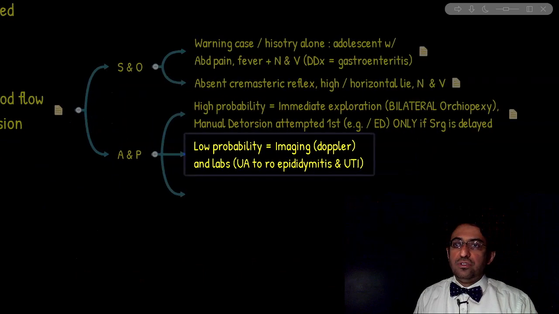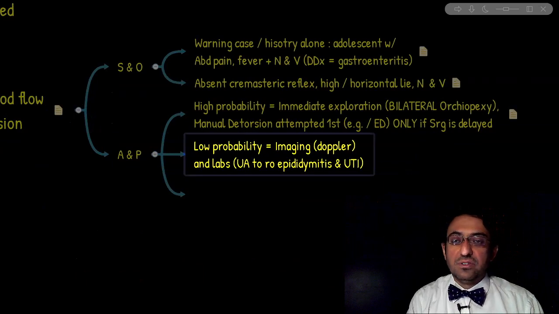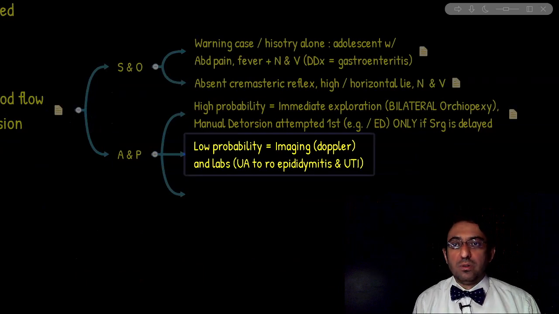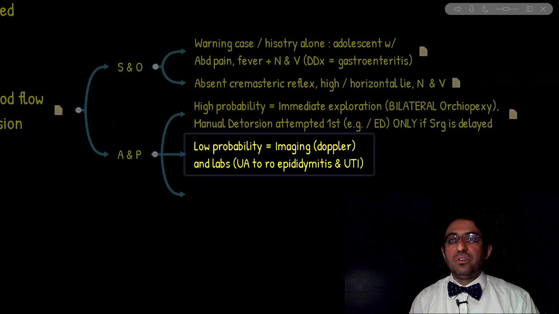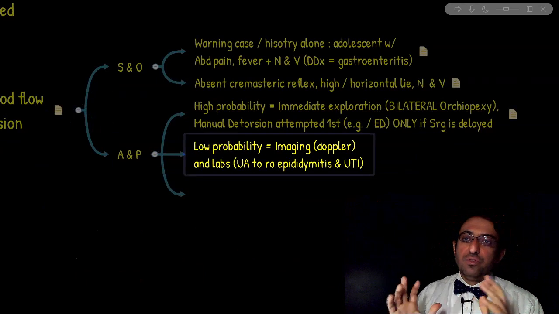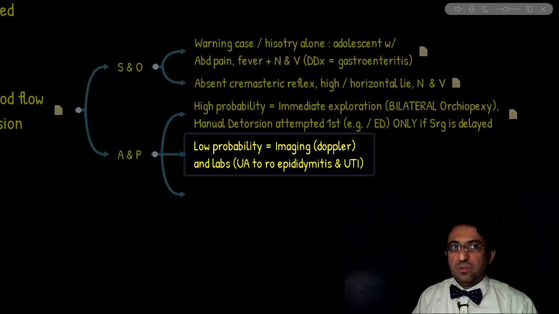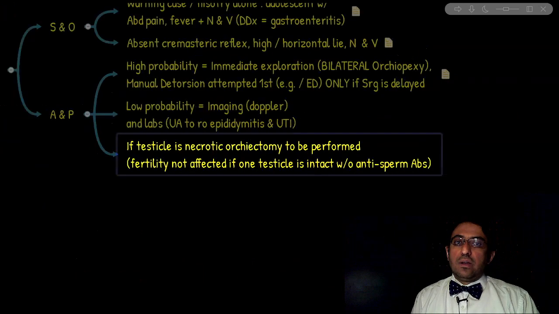Now, on conditions without 4 cardinal symptoms being positive, that is moderate to low probability, what is the next step? In addition to Doppler, we also perform some labs such as urine analysis. What's the significance of this? To rule out the other important differential of acute scrotal symptoms, and that is epididymitis.